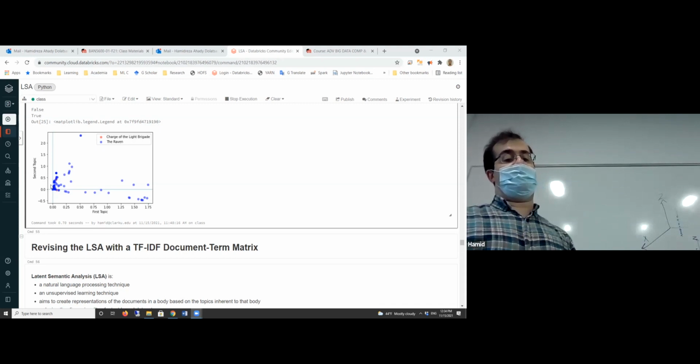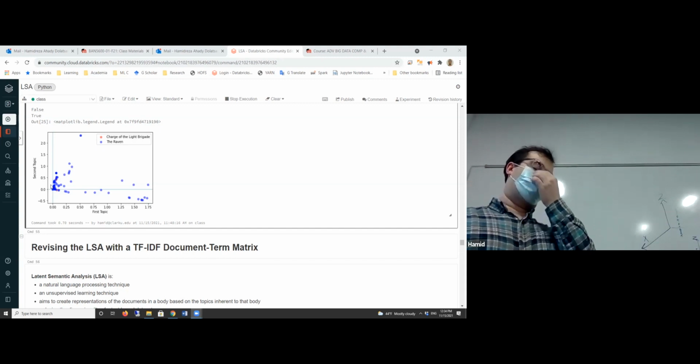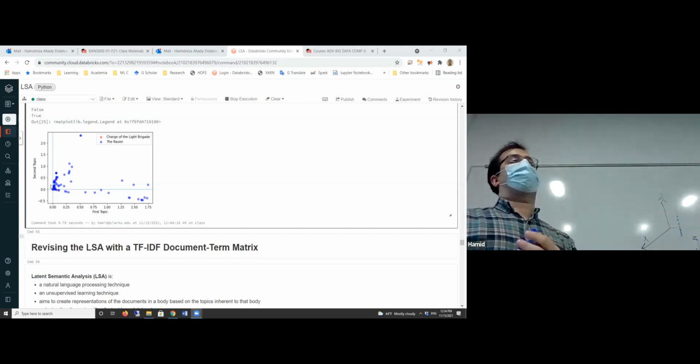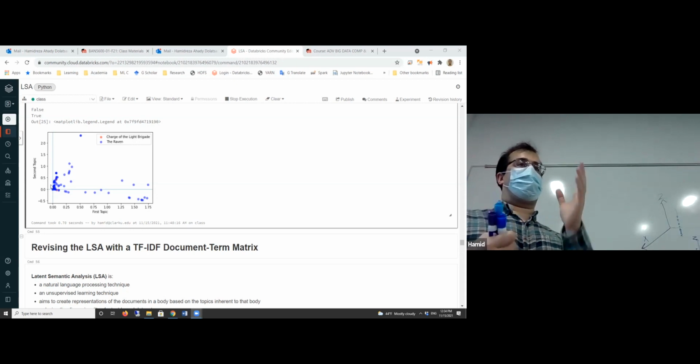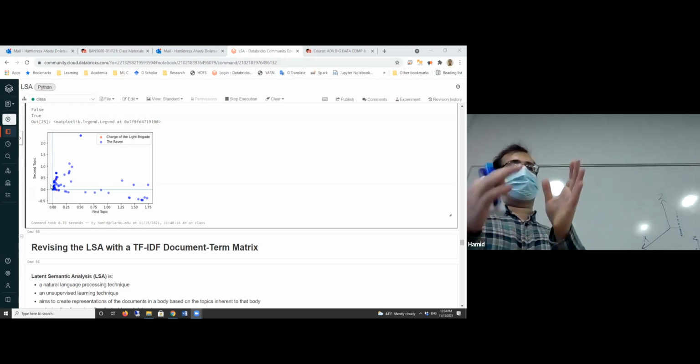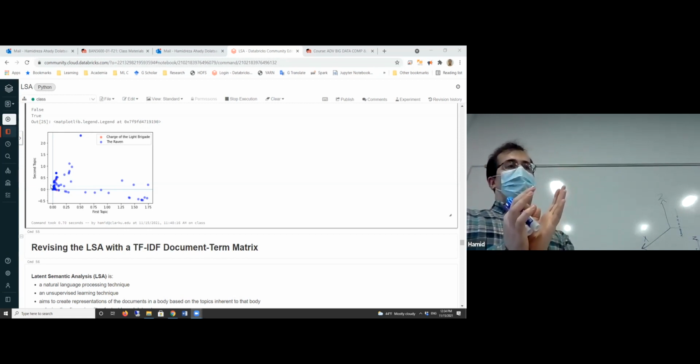It seems that the application of SVD didn't work. So let's say in the next step, you want to do prediction. You want to predict the label: is it The Raven or is it The Charge of the Light Brigade? Since you did a very bad SVD implementation, your model shouldn't be good.